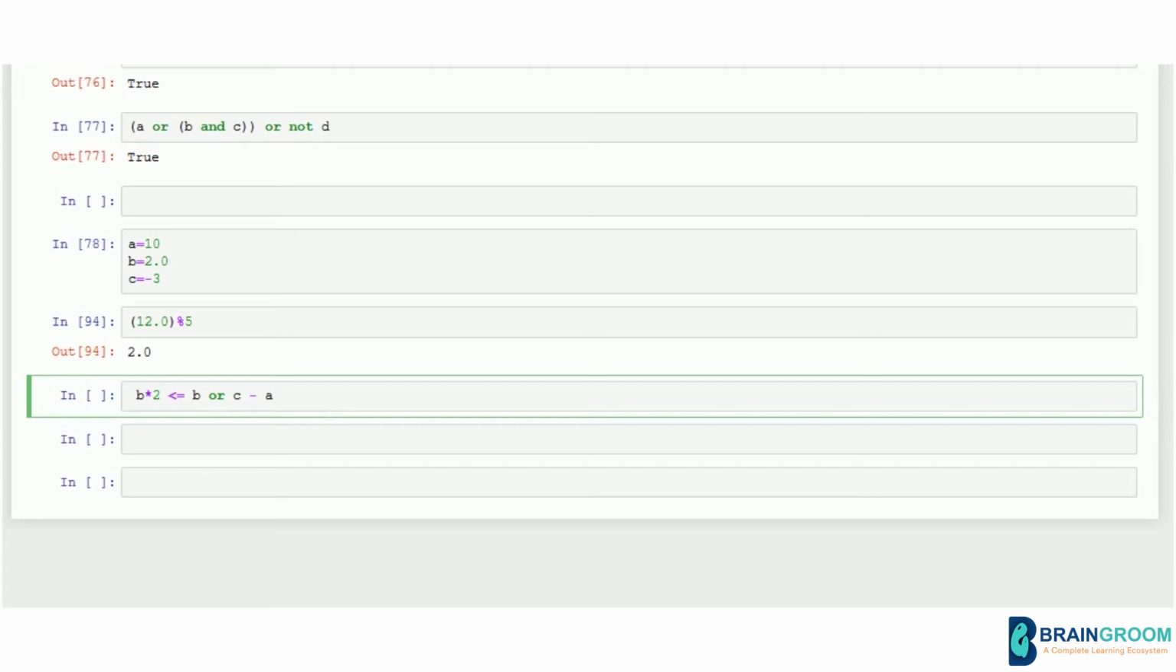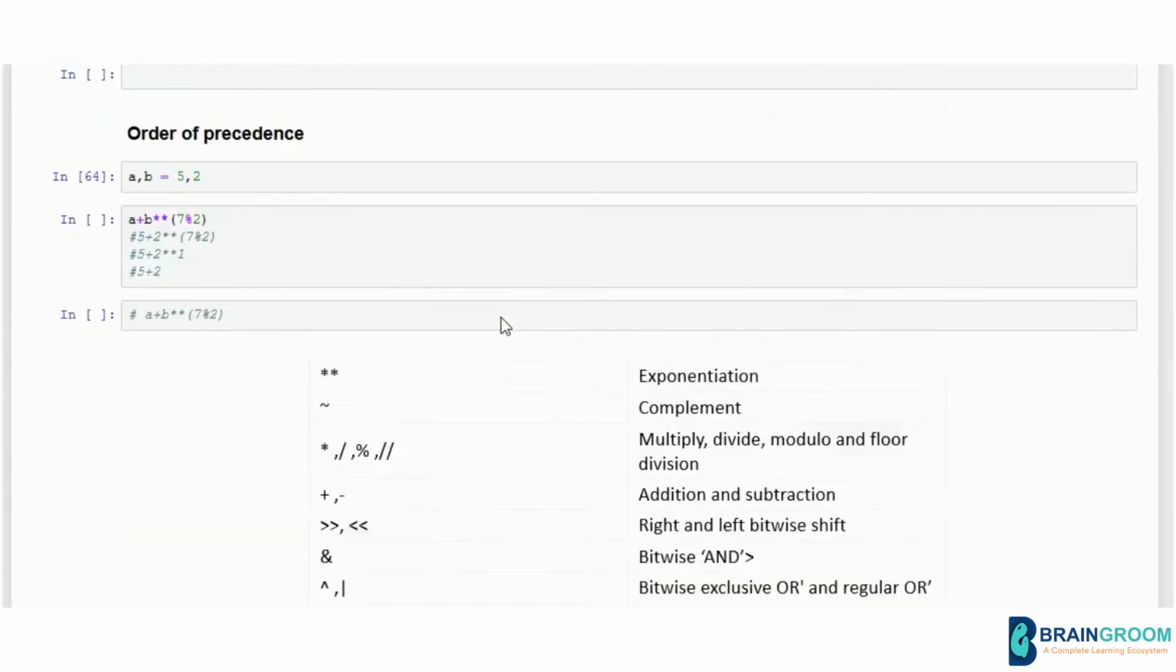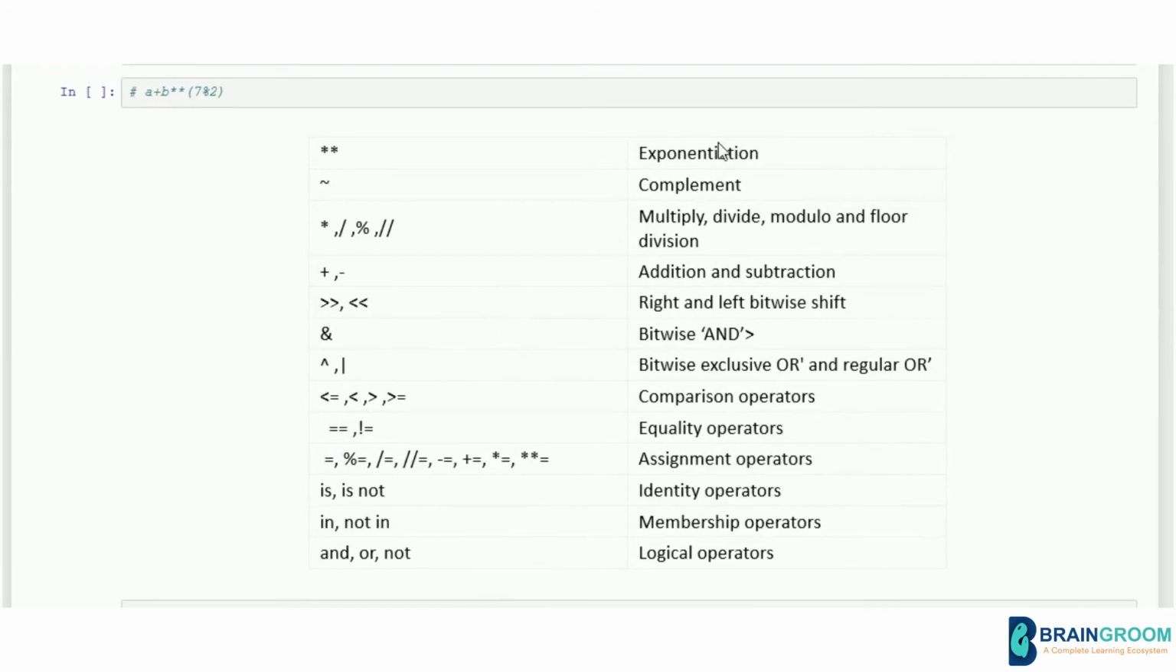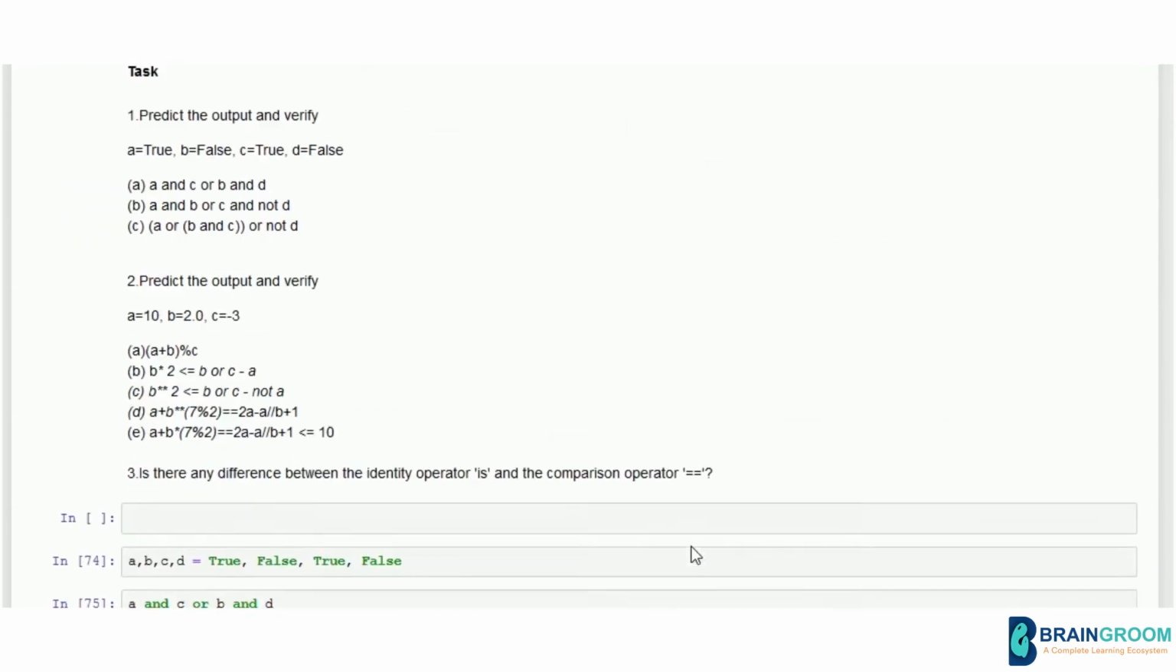So here we have a mixture of various types of operators. So let us just go back. First identify what are the types of operators that are used in this expression. We have multiplication, comparison, logical, and again subtraction, which is an arithmetic operator. So we have arithmetic, comparison, and logical operators. If you see the order of precedence, first we have the arithmetic operators, and within that we have multiplication and then subtraction, which is followed by comparison operators, and logical operators are evaluated last.